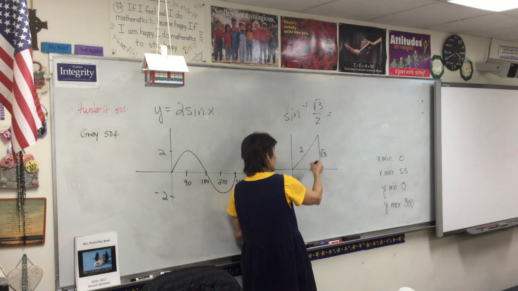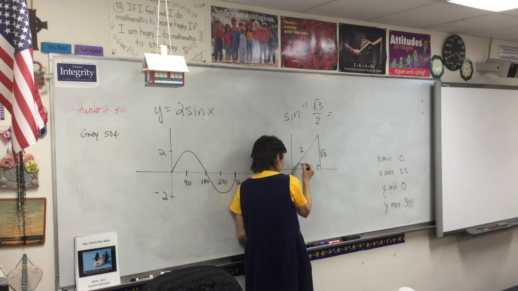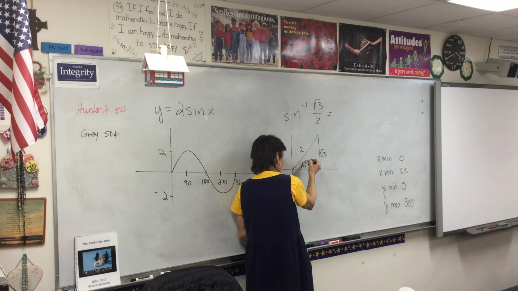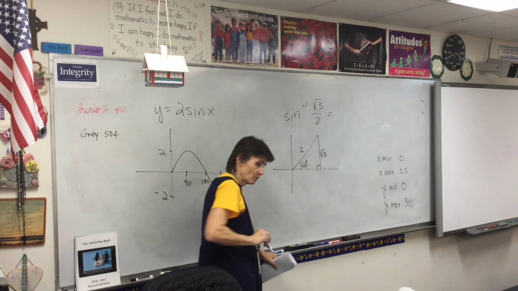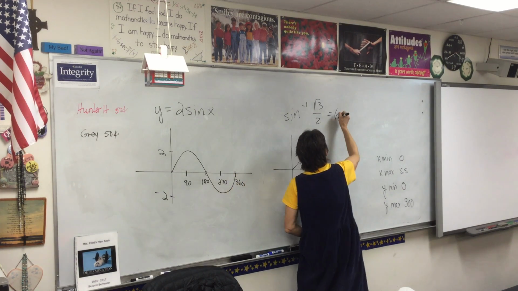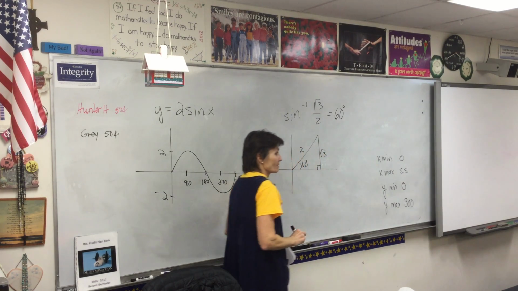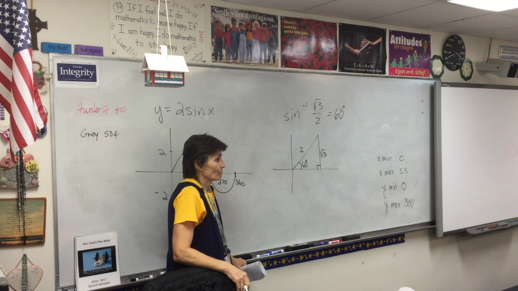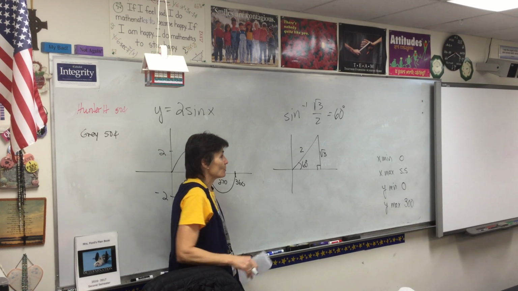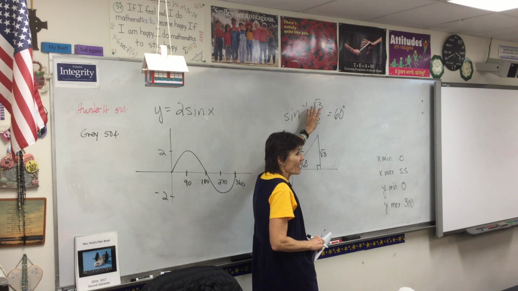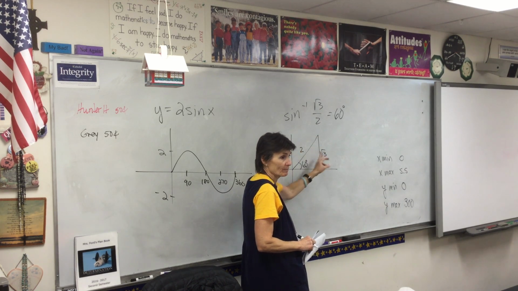Can you tell me how big this angle is right here? This is the answer to the question. How do we know it's a 60? You're right, but how do we know that? It's opposite the √3. So the answer to the question is 60 degrees. So your job was to find the angle that had that as its sine fraction.